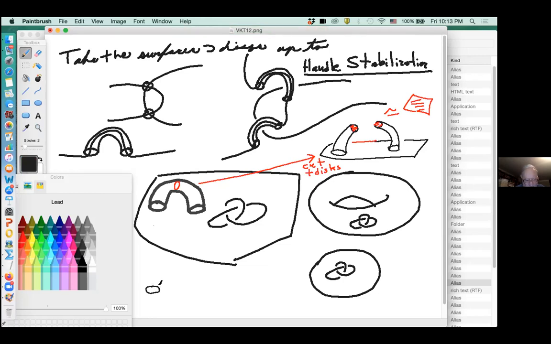Let me draw it down here. By drawing this curve and cutting along that curve and adding the disks. And that will do the same job, exactly the same job. It's the same as saying if we had a torus, we could cut along a meridian and put two discs in and get it to go away. Or we could cut along a longitude and put two discs in and get it to go away. If you cut along the longitude, you see an annulus just as well as you do when you cut along a meridian.